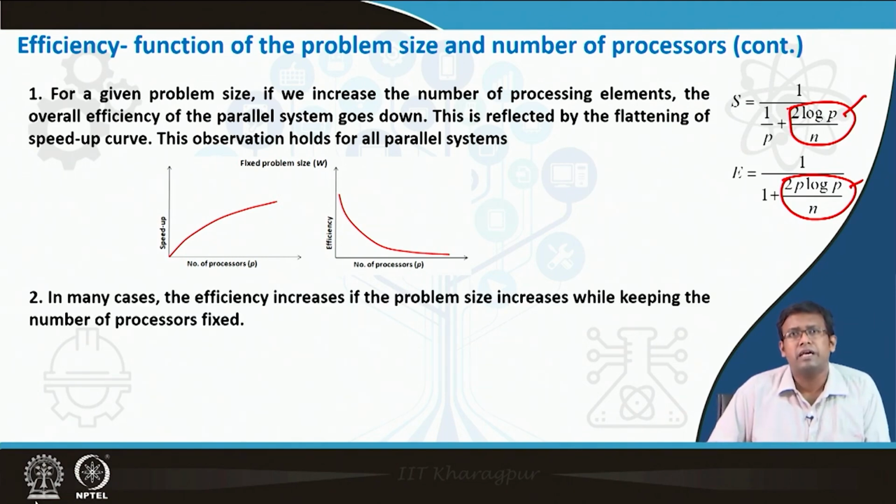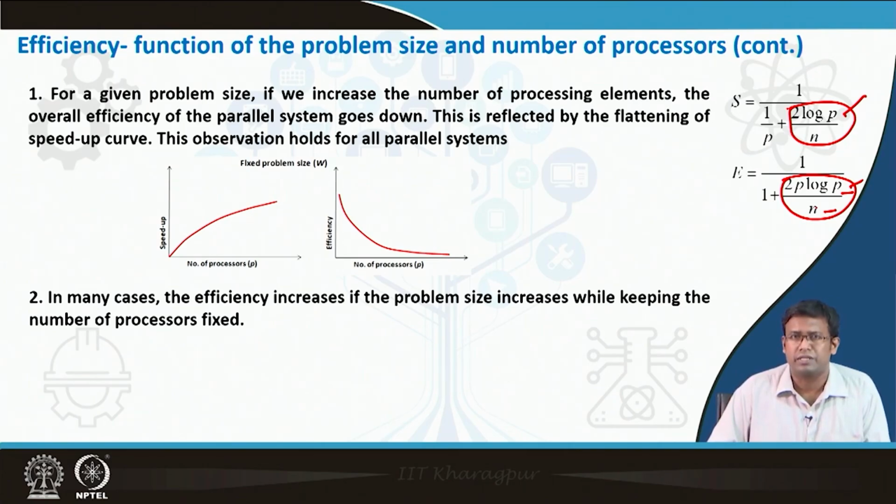In many cases, efficiency increases if the problem size increases while keeping the number of processors fixed. If the number of processors is fixed, but we are increasing the problem size, efficiency is probably increasing. And why is it increasing? Because the ratio of the overhead divided by the number of processors, which comes in the efficiency calculation, is reducing. As we are increasing the ratio of the overhead divided by the problem size, that is reducing. As we are increasing the problem size, this ratio is coming down, and therefore efficiency is increasing.